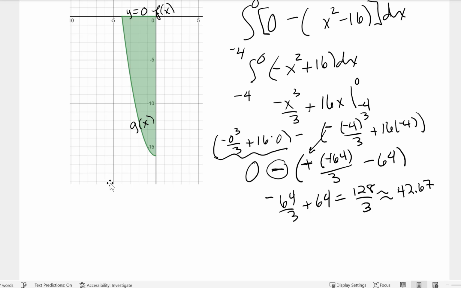Kind of watch always when you're doing homework or assignments to see what does it ask for. If it asks for exact, you want to give the fraction. If it says approximately, then you can round it.